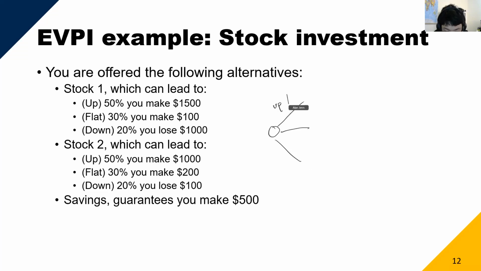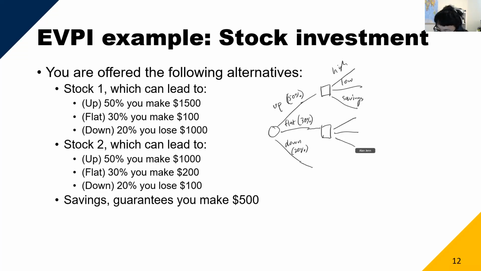So we have up 50%, flat 30%, and down 20%. Okay, and here, you still have the same decision about high risk, low risk, and savings. Same here. We'll say HLS, high, low, savings, and HLS, high, low, savings.